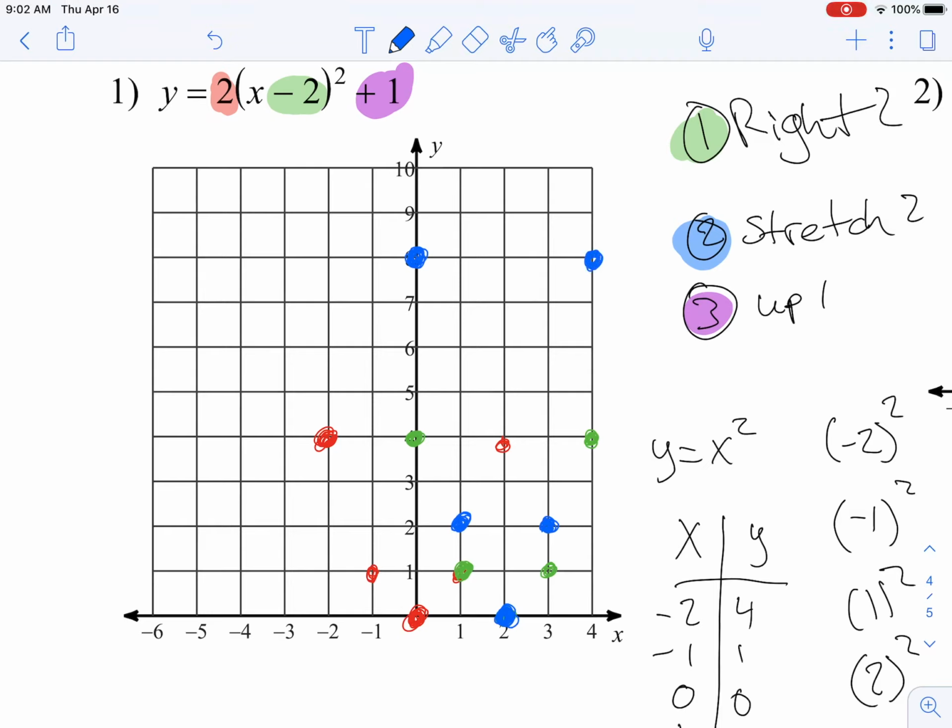Now, we've been calling it a stretch of 2 for a long time, but do you now notice why it's a stretch of 2? Look at how much longer. It's like we grabbed our green parabola and stretched it out to make that blue parabola. So that's a stretch of 2. And then our last step is up 1. So now in purple, this will be my last part here. I'm going to take every blue point and move it up 1.